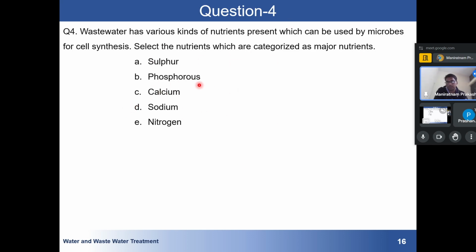But if the question was which are categorized as nutrients, then all the options would be correct. This is just a multiple choice question. Okay, now.